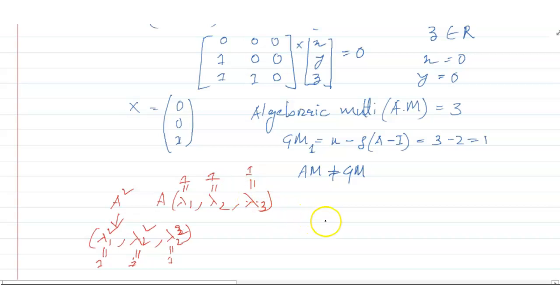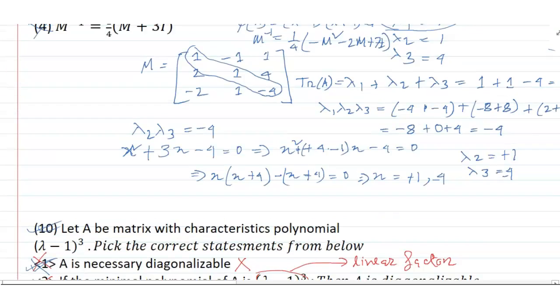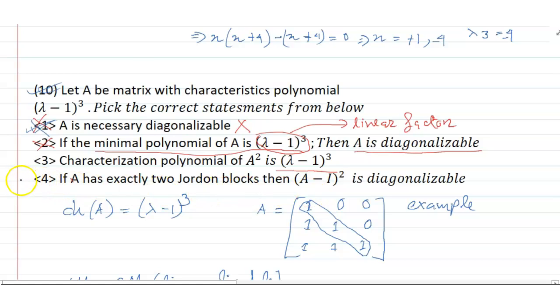So the characteristic equation of A square is also (lambda minus 1) whole cube. So this option is 100% correct. This is correct, true. This is true, this is false, and this is also false.